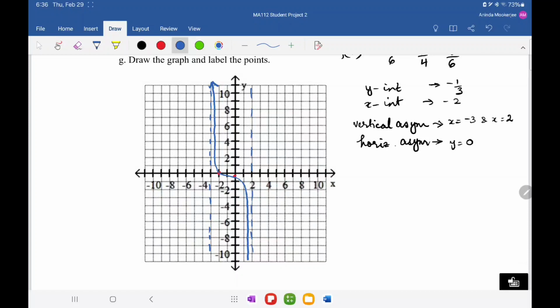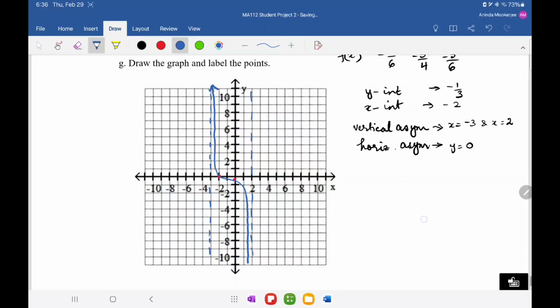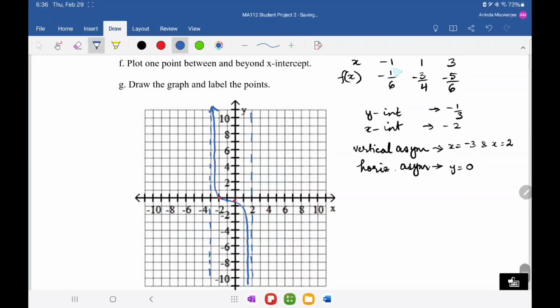And then we have the other points, you may want to draw the other points also. When x is -1, y is -1/6. So it'll be somewhere here. All right. And then for 1, -1/6 should be here somewhere. And when x is +1, it's -3/4, which should have been somewhere here.